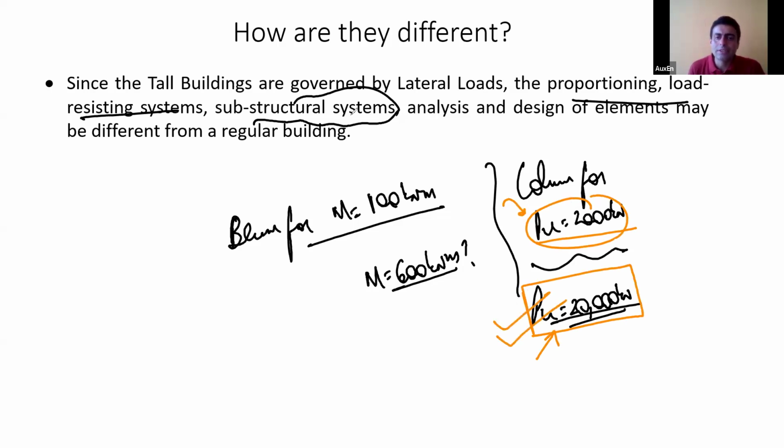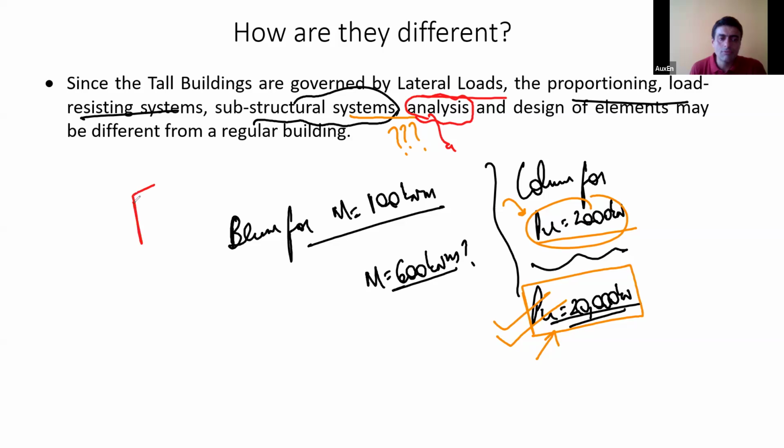So then how is the design of tall buildings different from a regular building? So that's what I'm trying to explain, that when it comes to tall buildings, because lateral loads are governing, you may have to come up with some different structural systems. You may have to carry out some special analysis to take care of some specific effects that are seen in tall buildings. You may have to think in a different manner about the substructural system, isn't it?